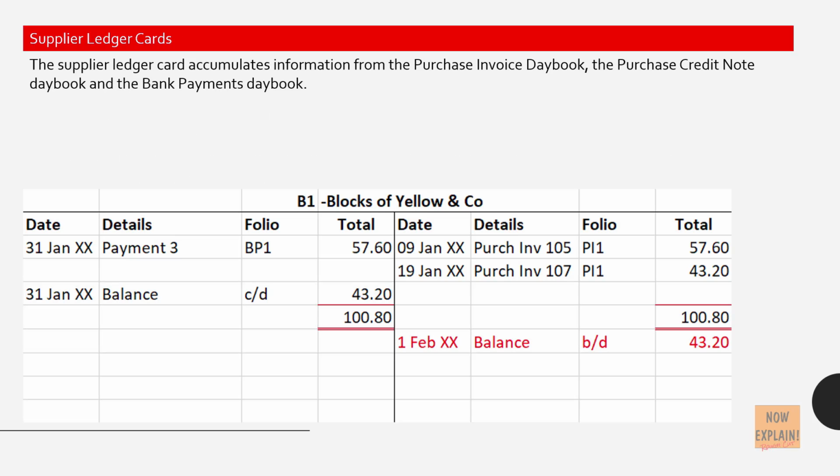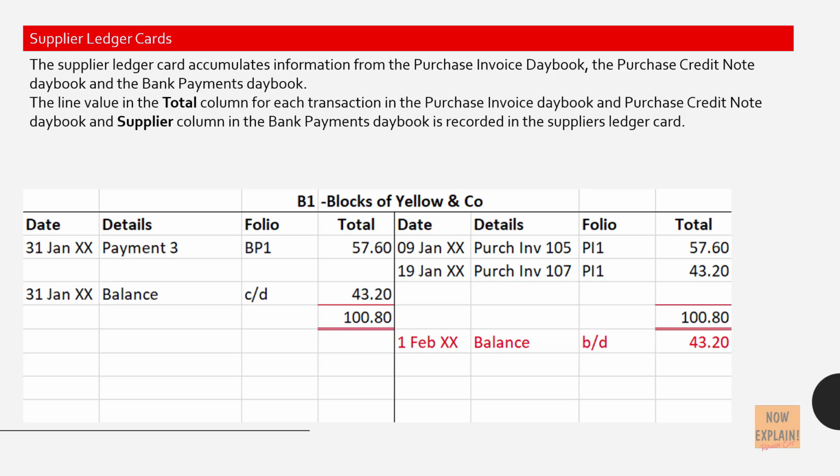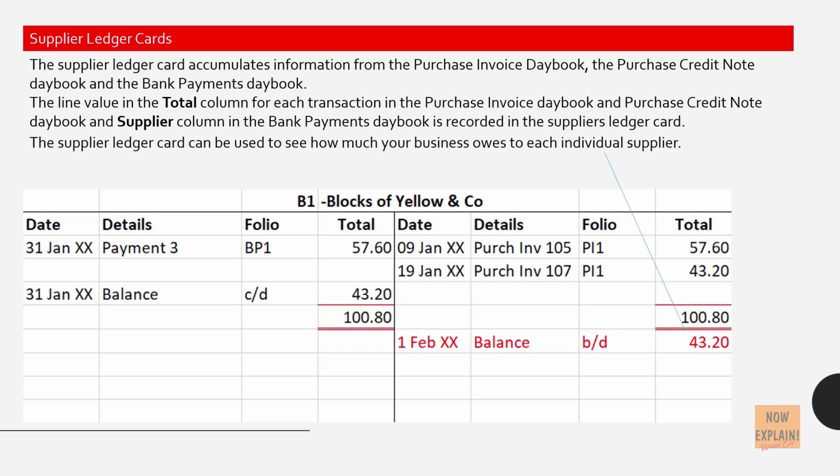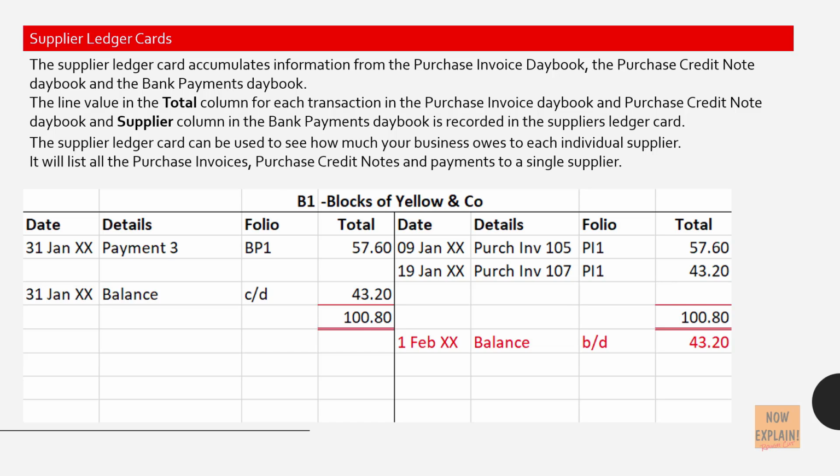The supplier ledger card accumulates information from the purchase invoice daybook, the purchase credit note daybook, and the bank payments daybook. The line value in the total column for each transaction in the purchase invoice daybook and purchase credit note daybook, and the supplier column in the bank payments daybook, is recorded in the supplier's ledger card. The supplier ledger card can be used to see how much your business owes to each individual supplier. It will list all the purchase invoices, purchase credit notes, and payments to a single supplier. There is one ledger card per supplier.